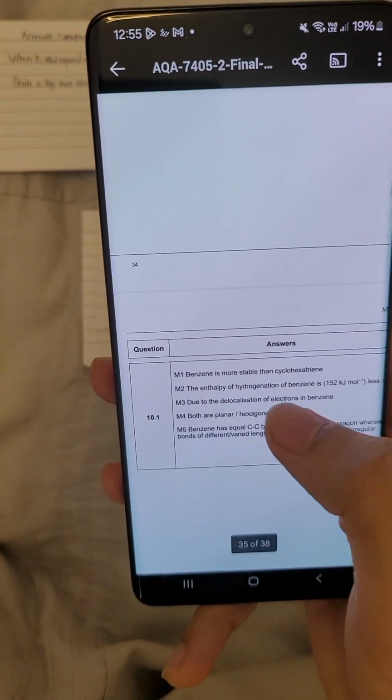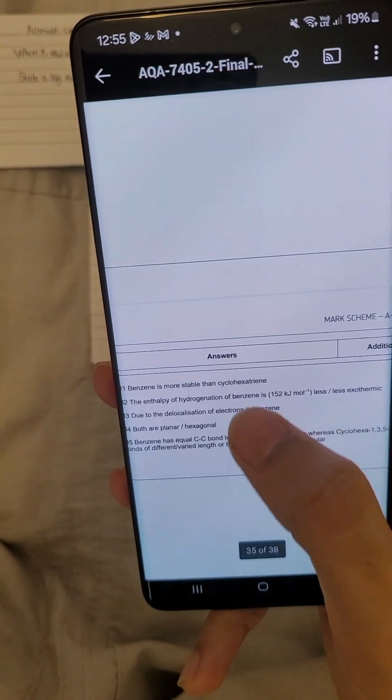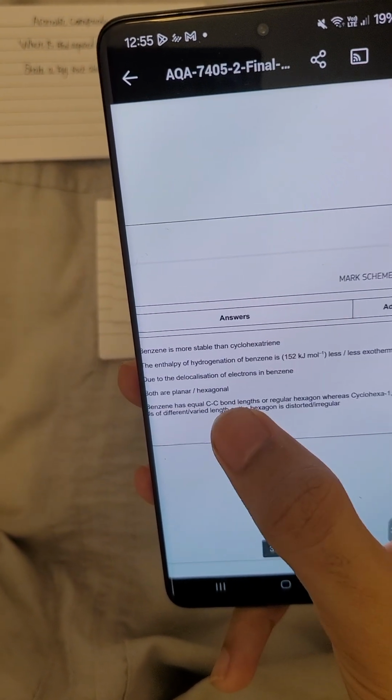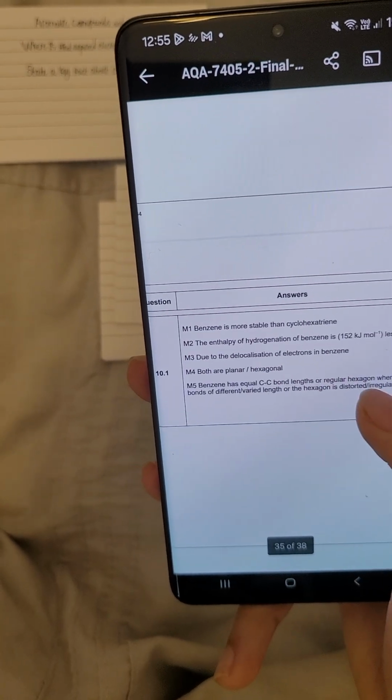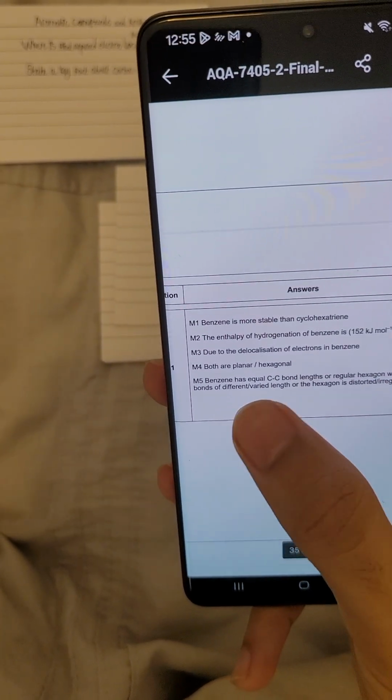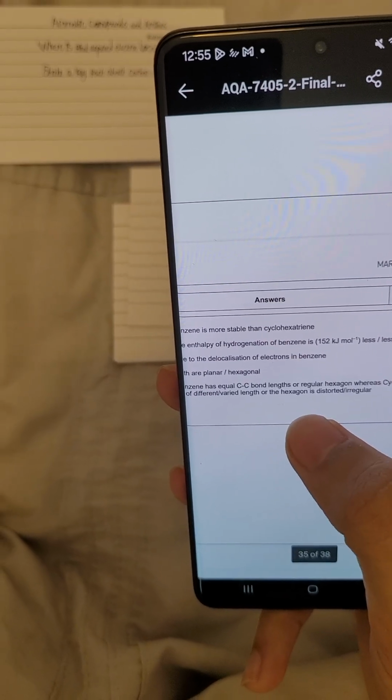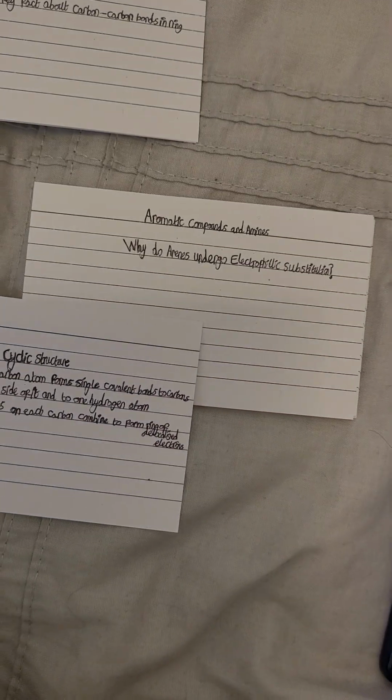Benzene is more stable. The enthalpy of hydrogenation of benzene is less exothermic due to delocalized electrons. Both are planar. Benzene has equal carbon-carbon bonds, whereas this has bonds of different length. Therefore, the hexagon is distorted / irregular. And there's a bunch of other mark schemes you can memorize like that. So you don't need to actually learn this. Like, honestly, I'm gonna get rid of this.